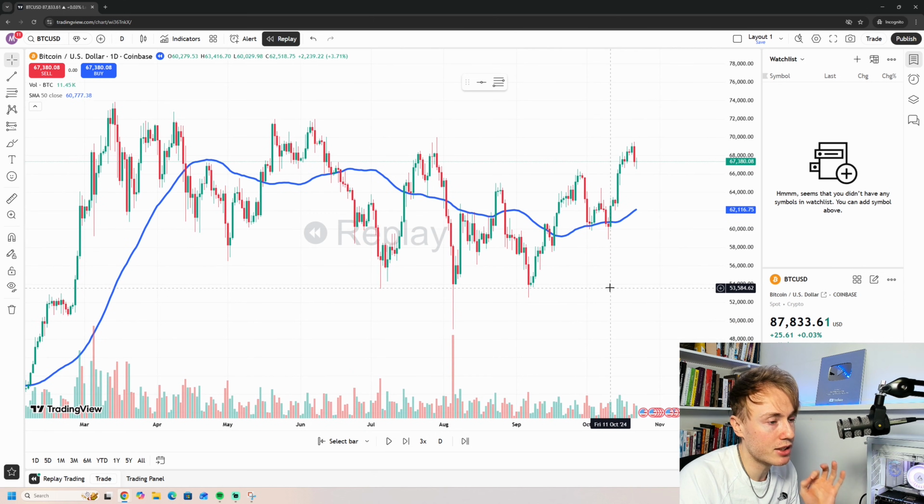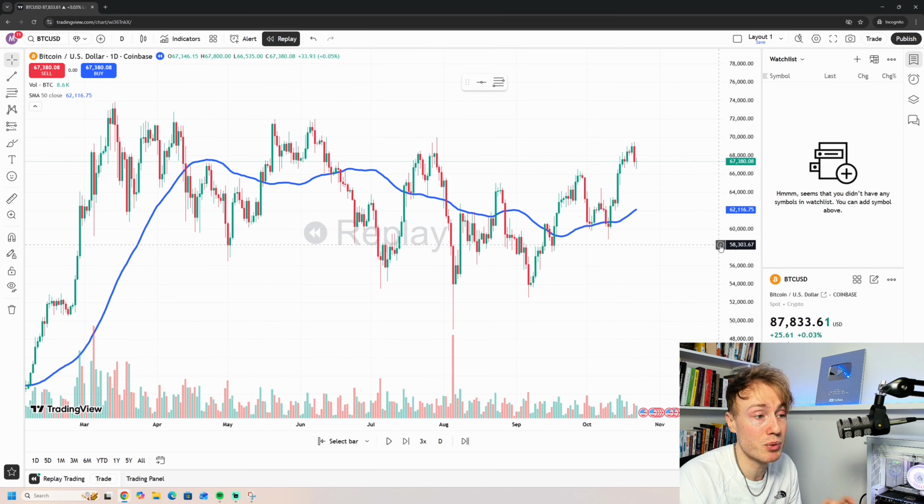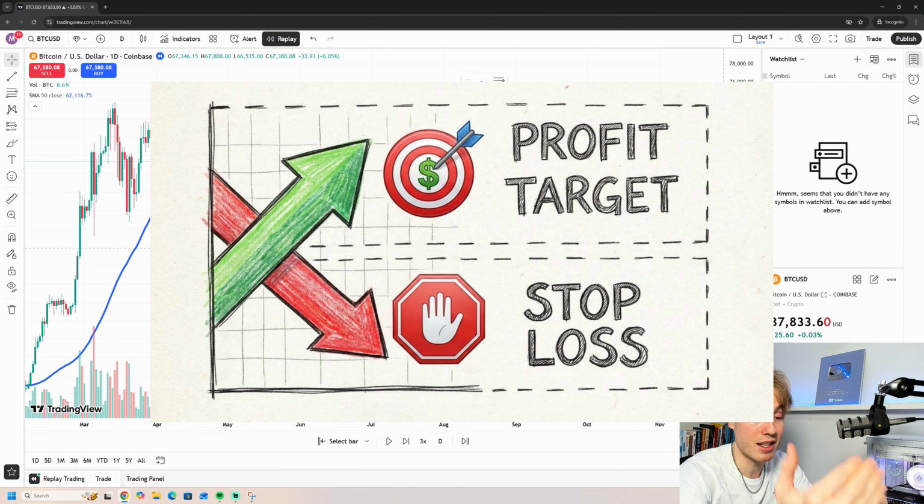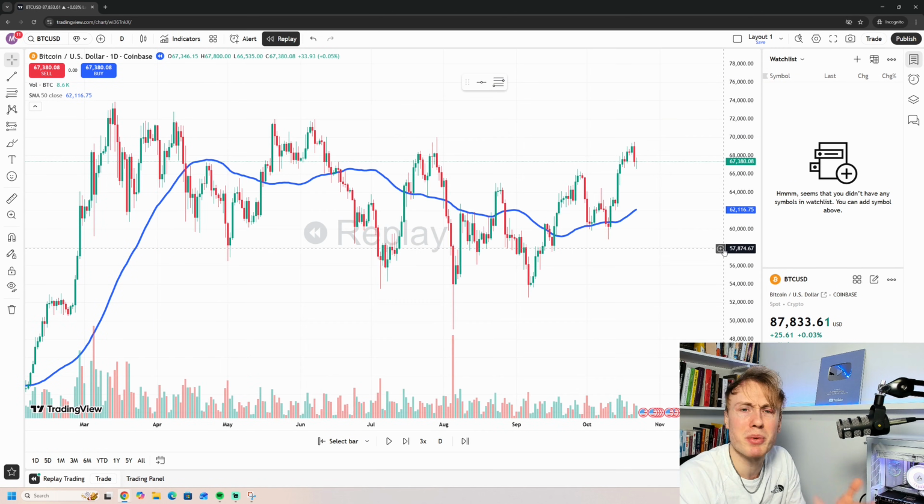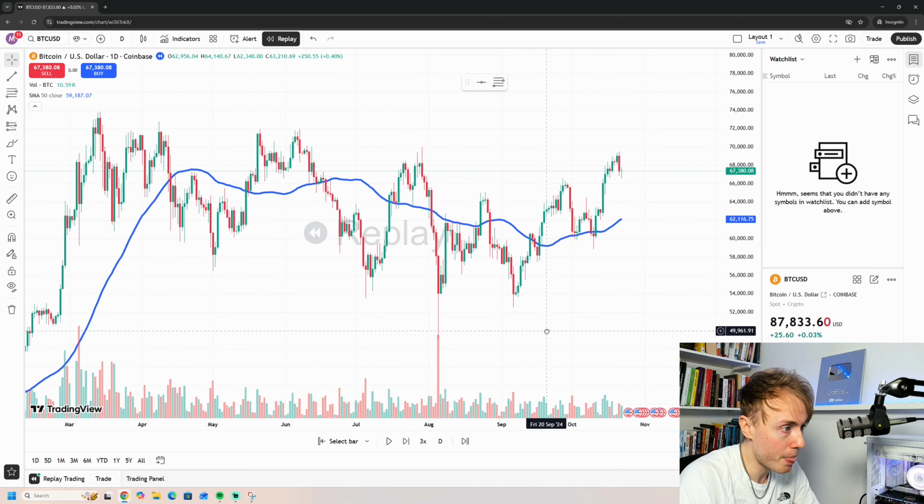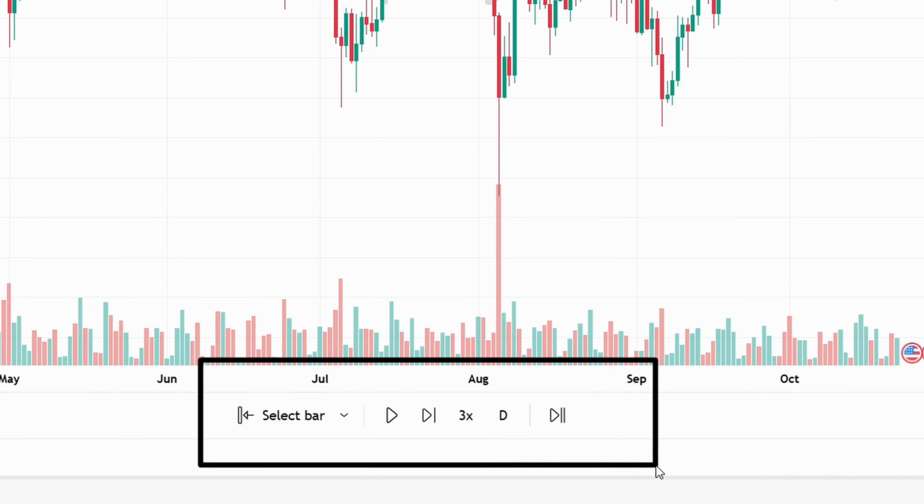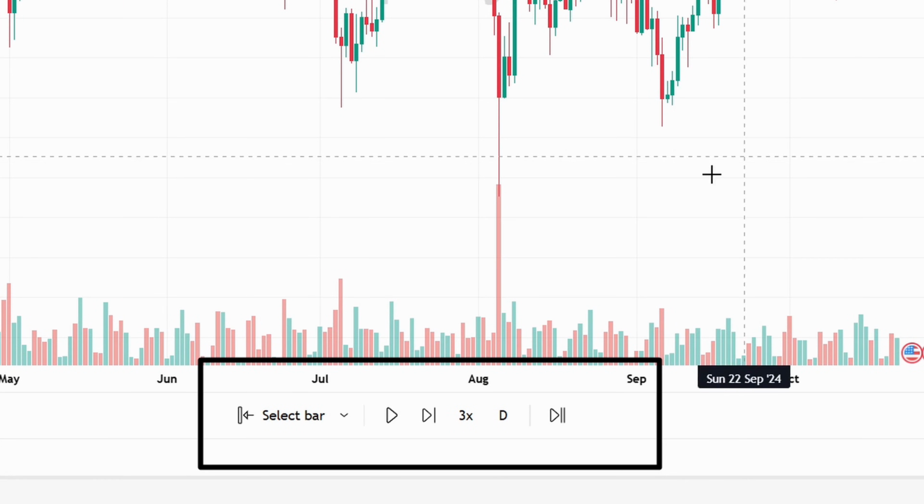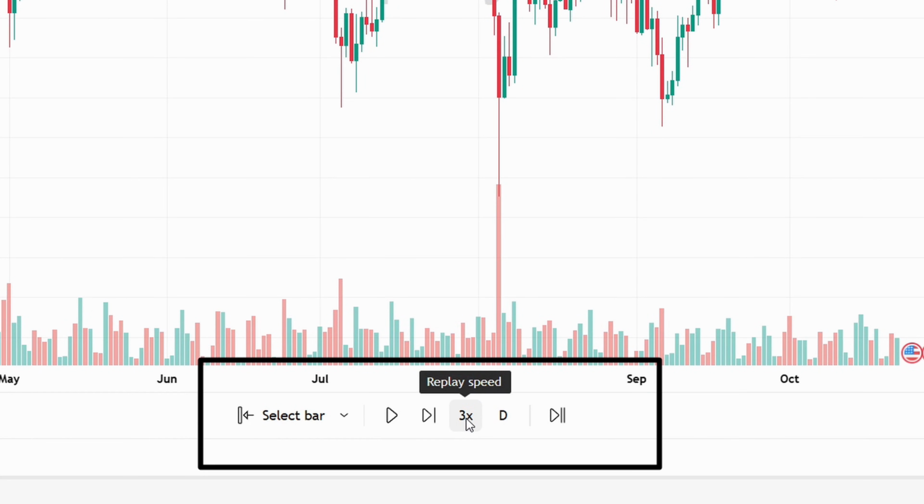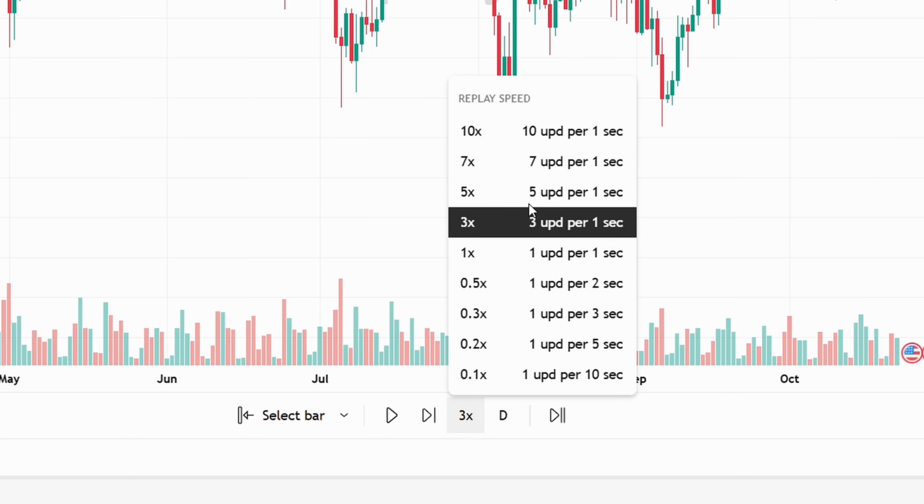One thing TradingView has recently built into the replay tool is that you can set a profit target and a stop loss level, and practice your trading. Now we are in replay mode, and I want you to look down to this box right here, because we have some important buttons. The first one says replay speed. When you click here, you choose how fast the chart will go once you press play.